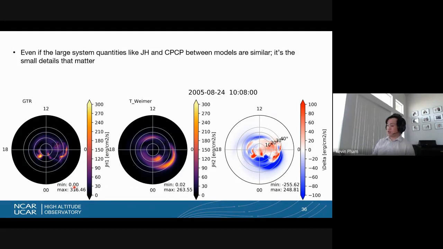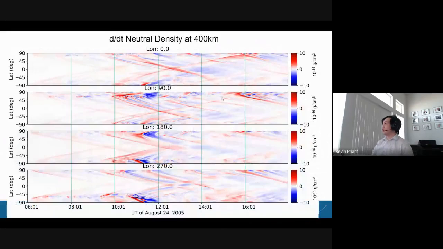So if we take a closer look at the waves, we're going to put Weimer and the standalone TIEGCM aside for a little bit and take a look at the waves. This is a plot of the time derivative of the neutral density at 400 kilometers. So it's the time derivative of the movie that we were seeing, at a fixed longitude. Longitude 0 is at the top, then 90, 180, and 270. Noon UT is at the bottom, so UT noon is this green line in the middle here. That corresponds with longitude 0 on the day side.